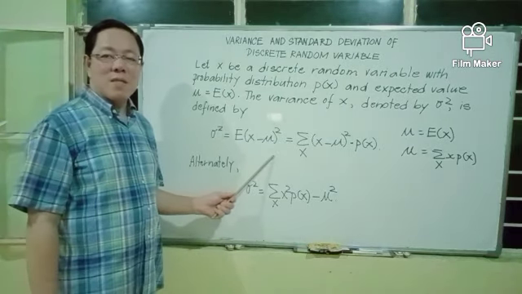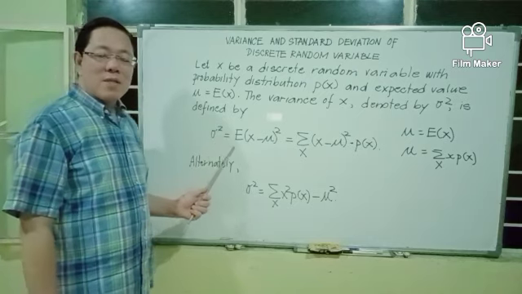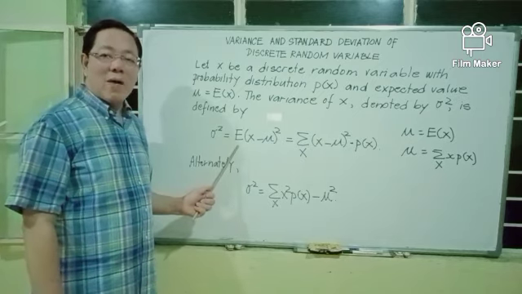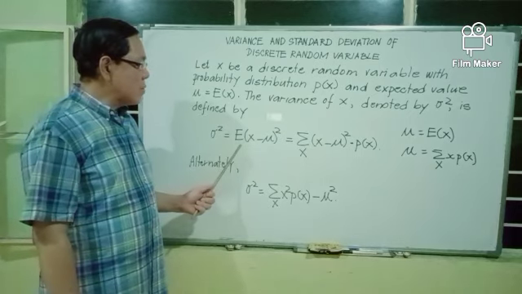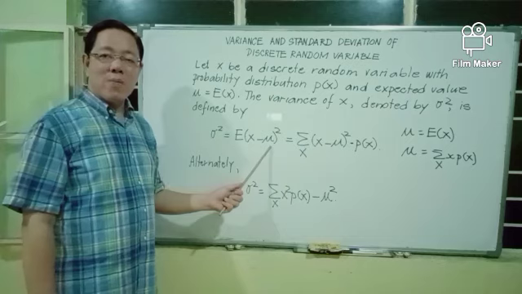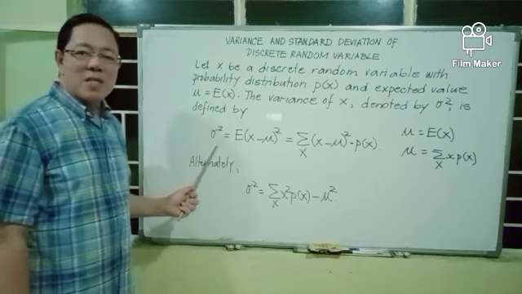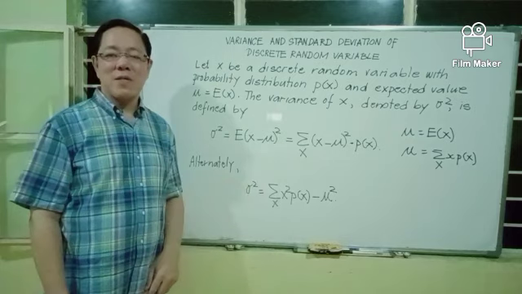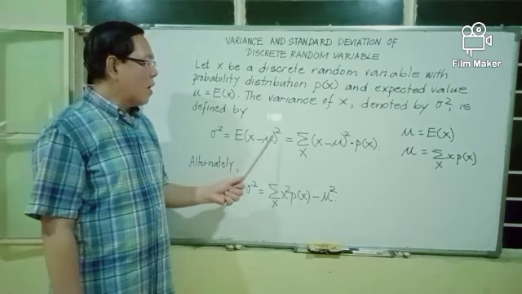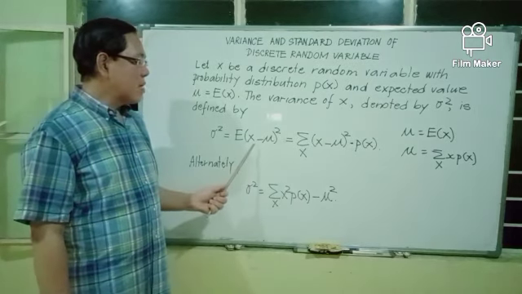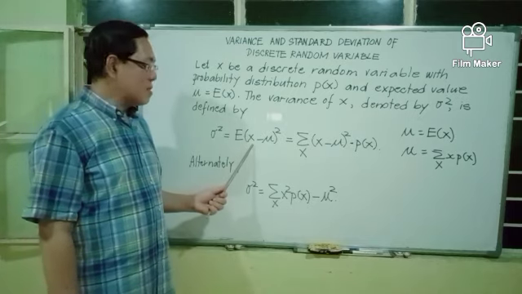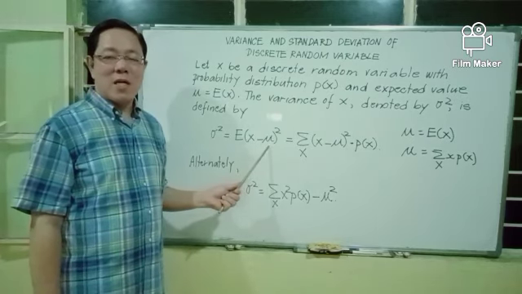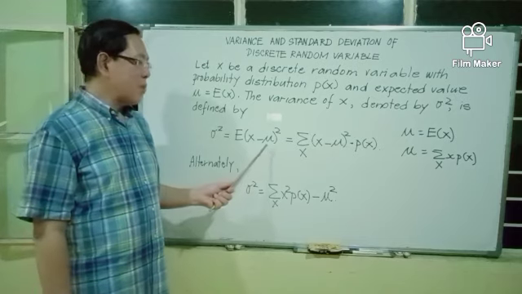Now, from this equation, we can say that the variance of a discrete random variable x is the average. Expected value indicates averaging, and this expected value of the square of this quantity x minus mu is the variance of x. From this expression, we can say that the variance of a discrete random variable x is actually the average of the square of the deviations of the values of x from the expected value, or from the population mean mu.